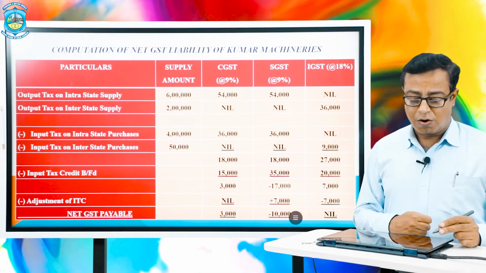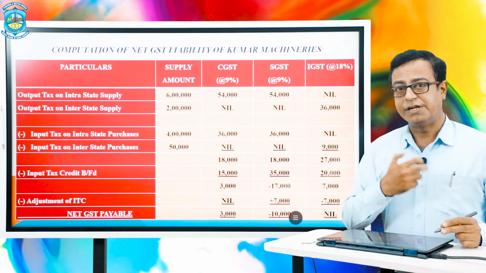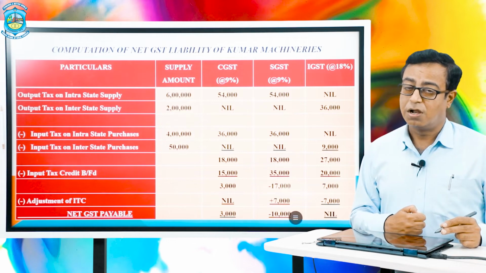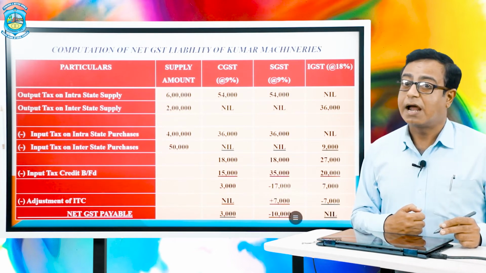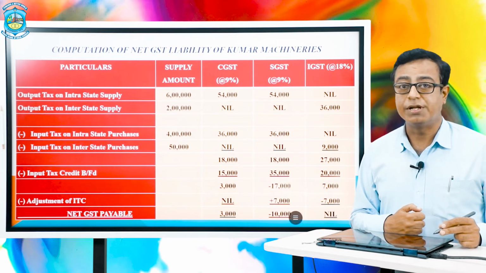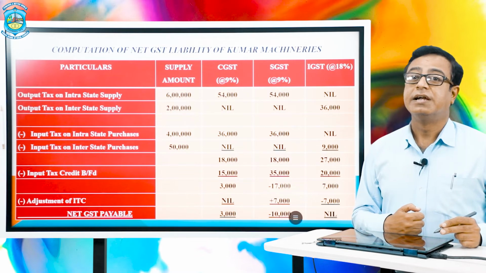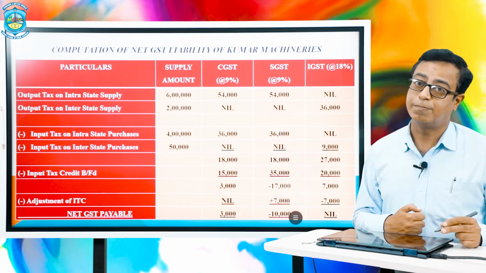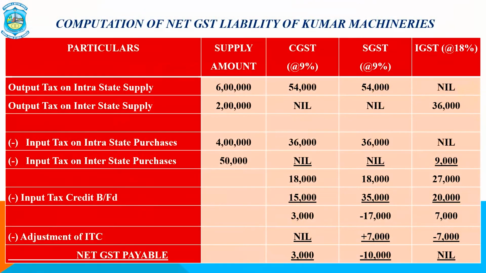Dear friends, now we have the computation of net GST liability, or you can say net GST payment amount, of Kumar Machineries. First of all, we have to calculate the total GST liability of Kumar Machinery Store after adding the sales tax on sales and after deducting the tax on purchase, that is known as input tax credit. So, first of all we have the output tax on intra-state supply.